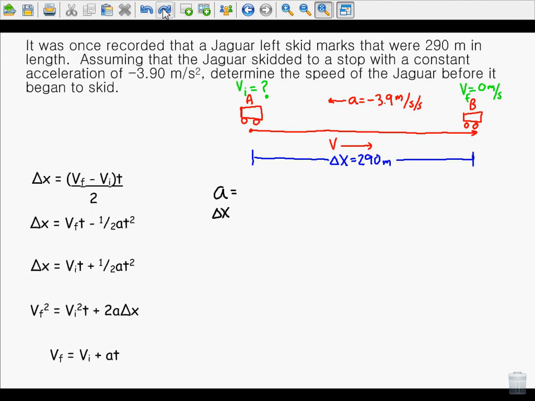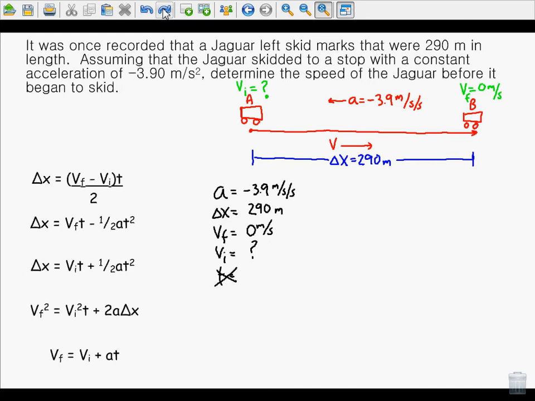And let's actually list our variables first. And actually, you guys, this reminds me, this is a good idea to do before any problem. Let's list all of our variables so that they're not in our diagram. So our acceleration is negative 3.9 meters a second per second. Our displacement is 290 meters. Our final velocity is 0 meters a second, and our initial velocity is our question mark. That's what we're trying to find. So again, time is missing. So we have no idea what time is, and it's not even part of the question.